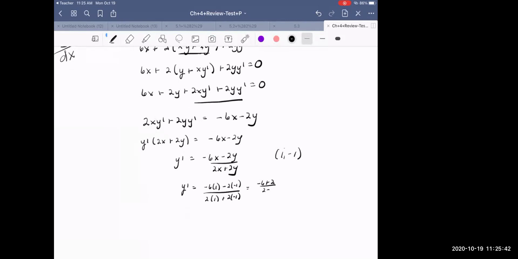Okay, so anyway, we get a 0 in the denominator, right? So we get negative 4 over 0. So what does that mean? Anybody? Slope is undefined. Okay, it's undefined, but how are we going to write the equation of a tangent line with an undefined slope?